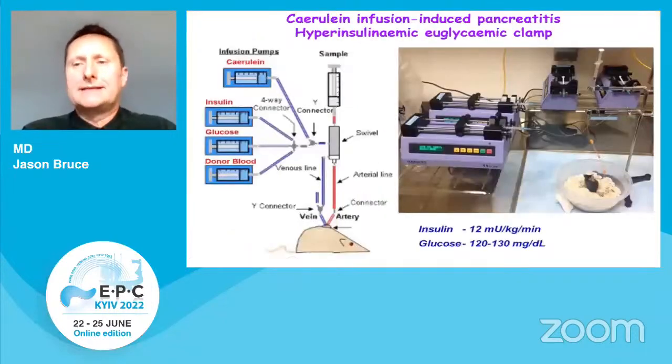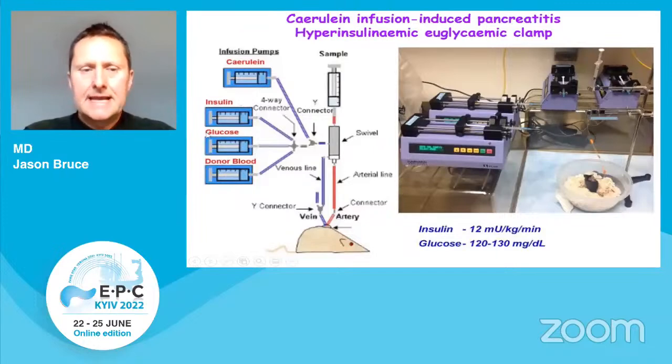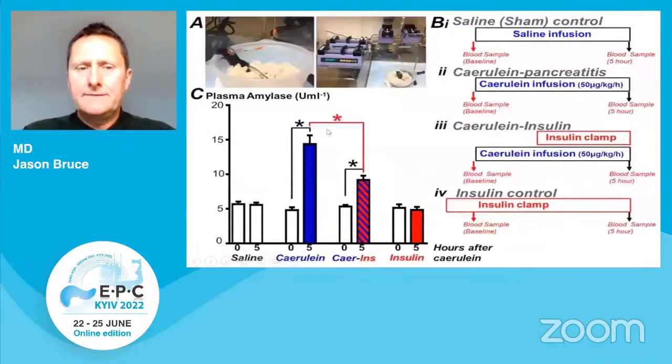We can also exogenously administer insulin using the hyperinsulinemic euglycemic clamp and combine this with cerulein infusion-induced pancreatitis. So we can elevate insulin to quite high levels, around 3 to 4 times higher than what the animals ever see. But we can also tightly control the glucose concentration by detecting glucose every 15 minutes and then altering the glucose infusion rate. If we then combine this with cerulein infusion, we can detect plasma amylase levels very regularly over this 5-hour period. And as you can see, as you would expect, at 5 hours, cerulein increases plasma amylase.